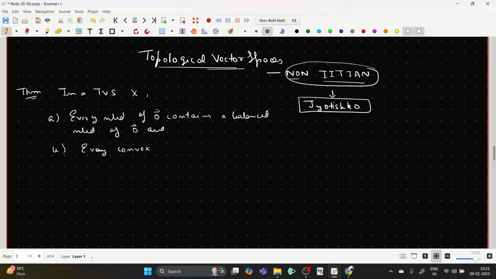So every convex neighborhood of the origin contains a balanced convex neighborhood of the origin. Now in some books we write the origin as theta. I prefer writing it like this, but whatever is comfortable to you.